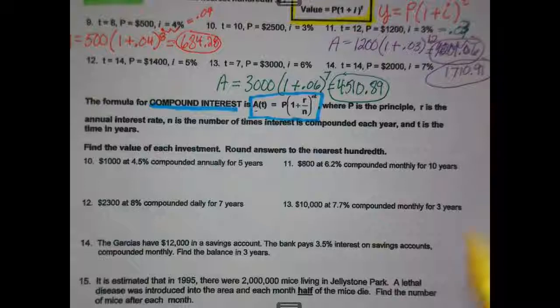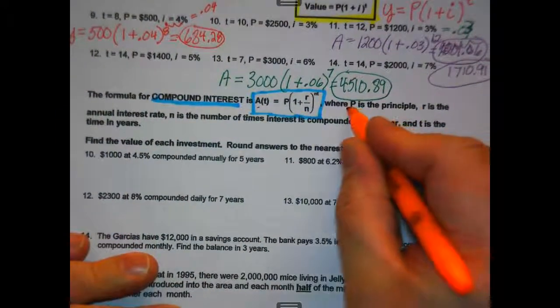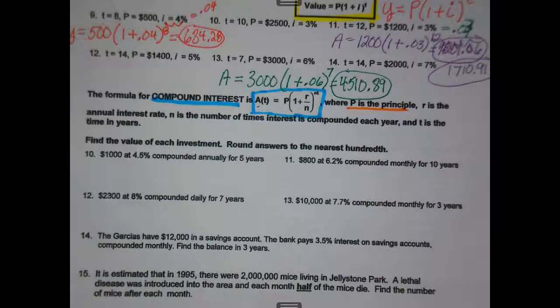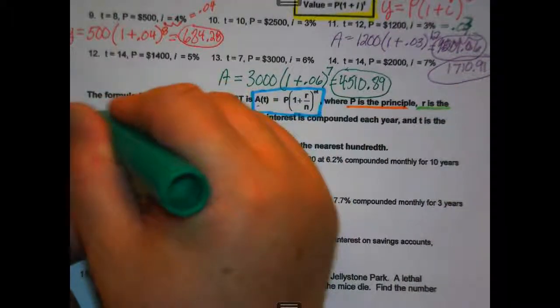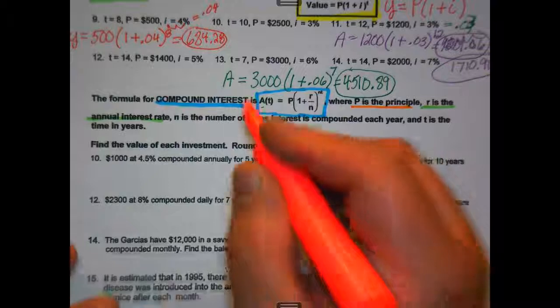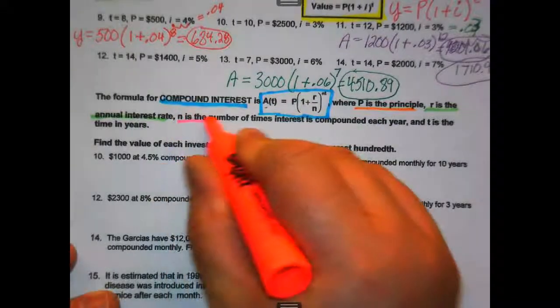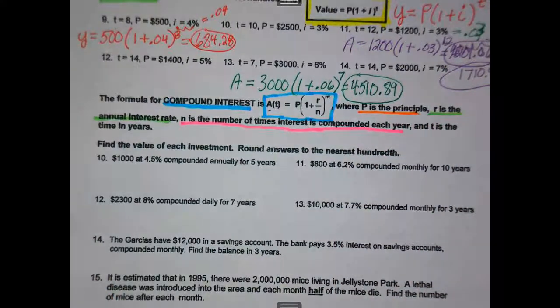Here's a principal. R is the rate. And N is the number of times it's compounded per year. And T is the time scale.